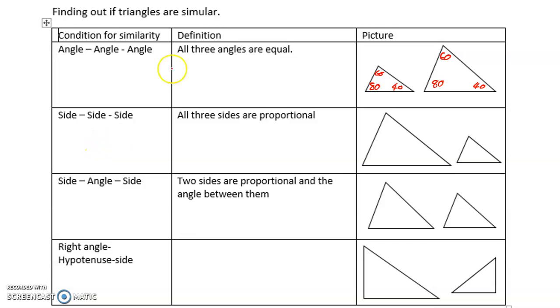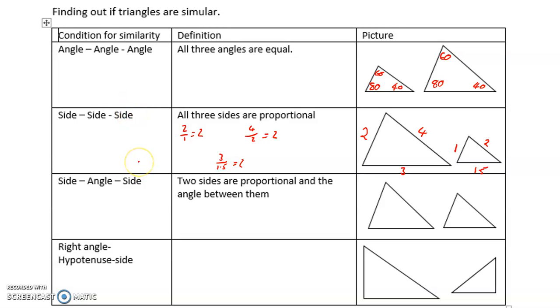Side, side, side means that all sides are proportional. So if this one here happened to be 2 centimetres, this one here might be 1 centimetre. And 2 divided by 1 is equal to 2. If this one here was 4 centimetres, this one here would be 2 centimetres, and 4 divided by 2 is equal to 2. And if this one down here was 3, this one will have to be 1.5, because 3 divided by 1.5 is also 2. That fits side, side, side condition.